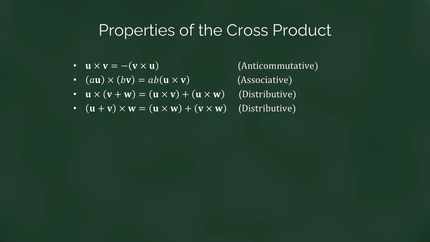Then we have two different versions of the distributive property. The first of those is that if we take a vector u and we cross it with the sum of two vectors v plus w, then that becomes the sum of the cross products, u cross v plus u cross w. And similarly, if we take the sum of two vectors, u plus v, and we cross that with the vector w, then that is once again the sum of the cross products, u cross w plus v cross w.